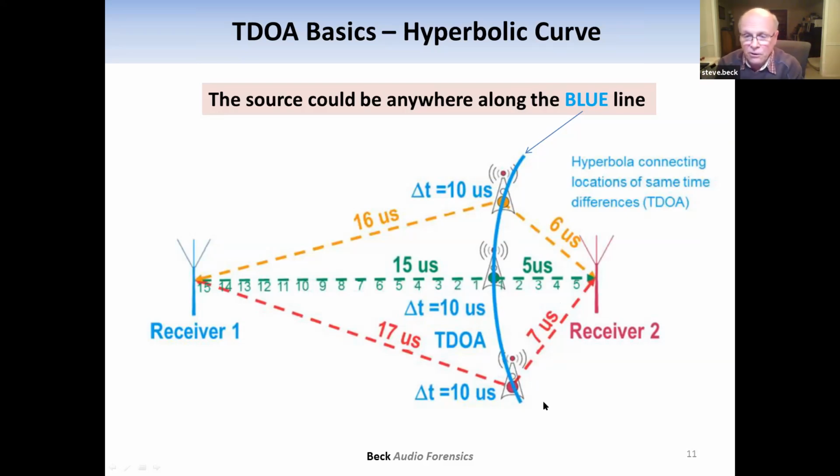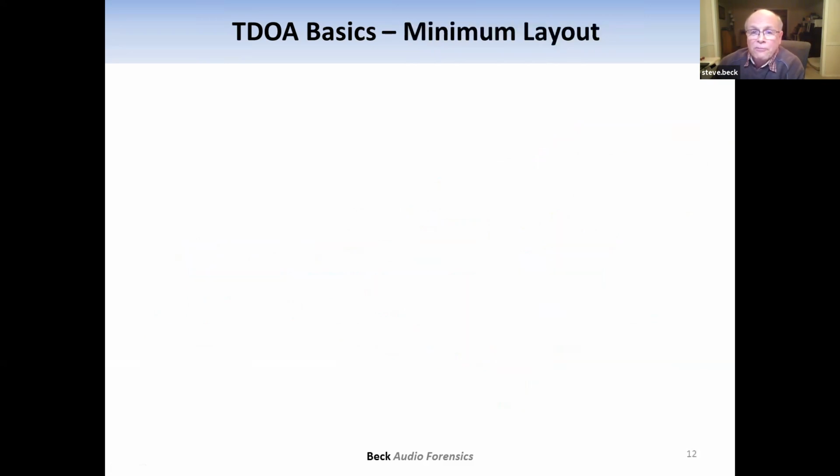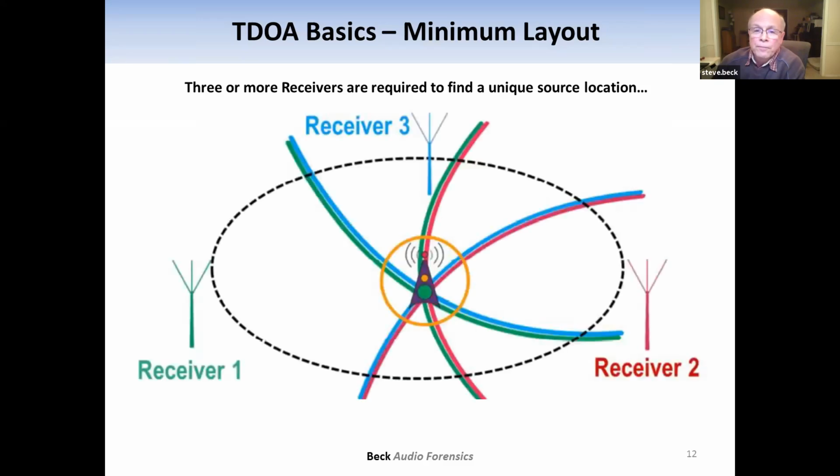So once you've computed these hyperbola, okay, what do you do? There is a minimum layout, and you need at least 3 or more receivers in order to find a unique location. Okay, so if I have 3 receivers and I can compute these hyperbola, they're not going to intersect at the exact same point, but you want to find the minimum area of intersection. And that minimum area is that error ellipse. So how do you find that?